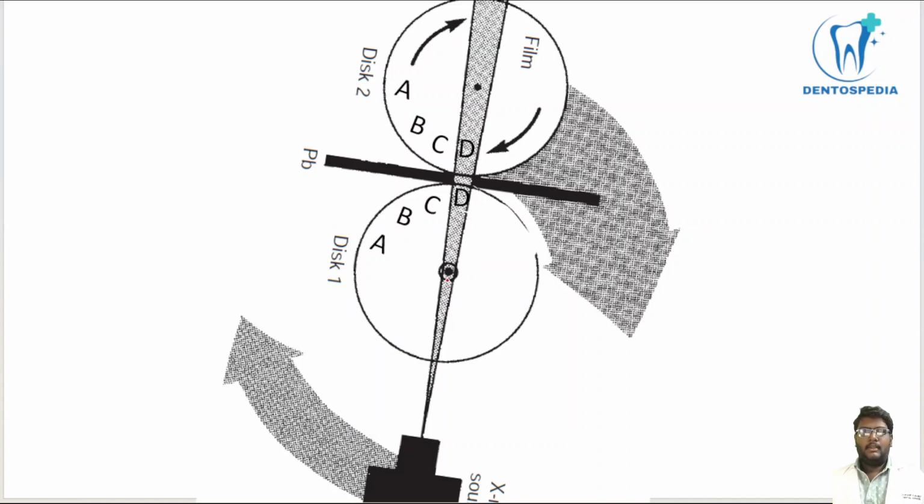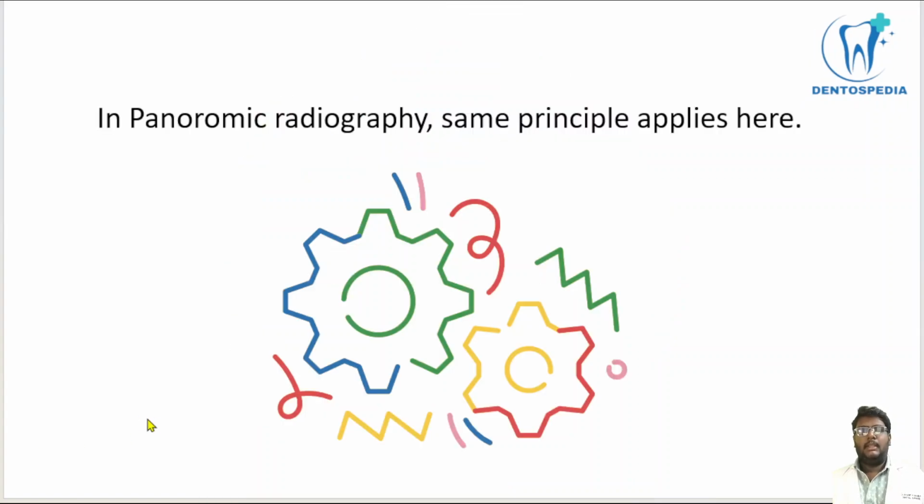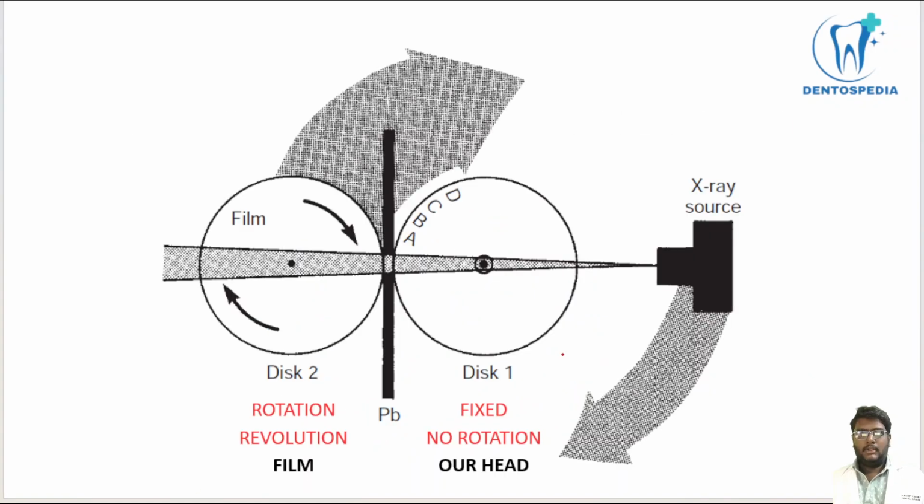Here you can observe disc 1 is not rotating around itself. It is fixed in position. Only disc 2 is rotating around itself and also taking revolution, and the X-ray source is moving around disc 1. So the same formula applies here in panoramic radiography. Here you can see in our second example, level 2, disc 1 is fixed and no rotation. And this can be compared with our head. So during exposure of OPG, that is orthopantomogram, our head is fixed in position without any movement.